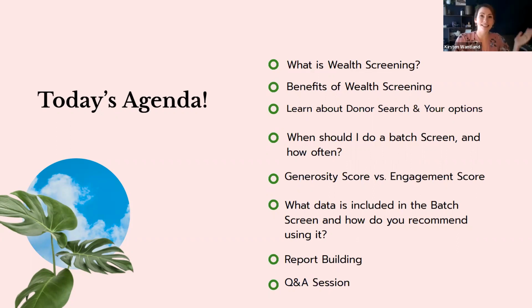And then we're going to tie all that information back into Bloomerang and see how we can use it in live time. Like we can look at the results of a batch screen, and then we can also use this information to segment and prioritize some of our solicitations. So quick recap, we're going to learn about wealth screening and its benefits. We're going to learn about the tools in Bloomerang, and then we're going to put that stuff to work.